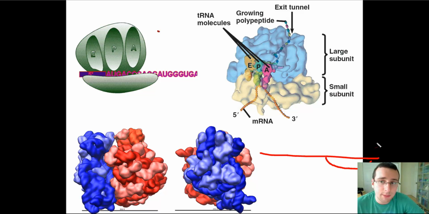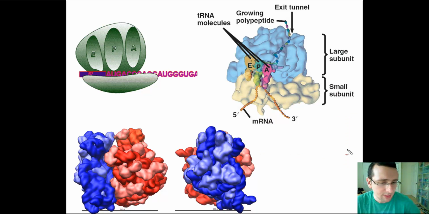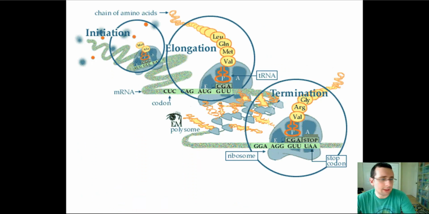Then, when the appropriate start codon is read by a transfer RNA, a large subunit will attach itself to it as well. The messenger RNA will be surrounded by the ribosome, and the actual translation process will start. That's how it works. Now let's talk about the actual translation process. It will happen in three stages, just like transcription: initiation, elongation, and termination.